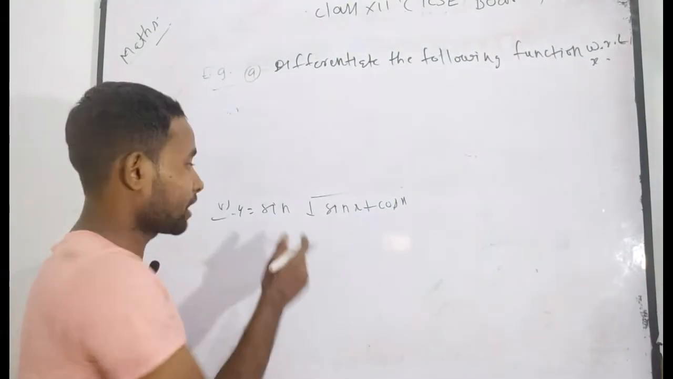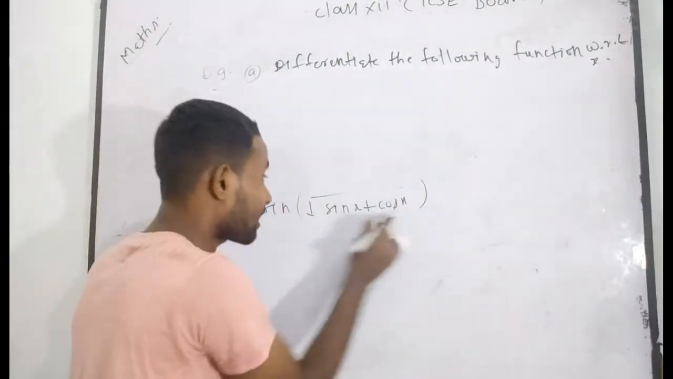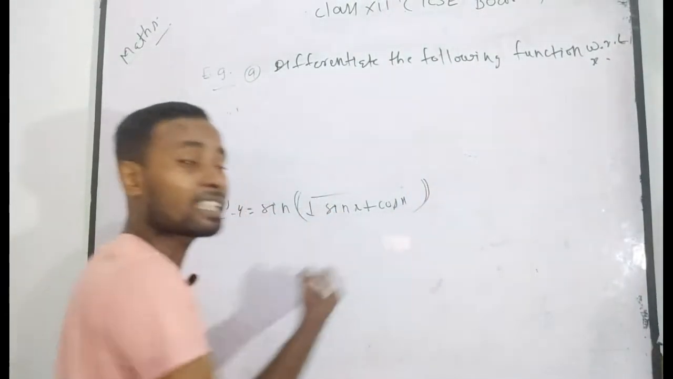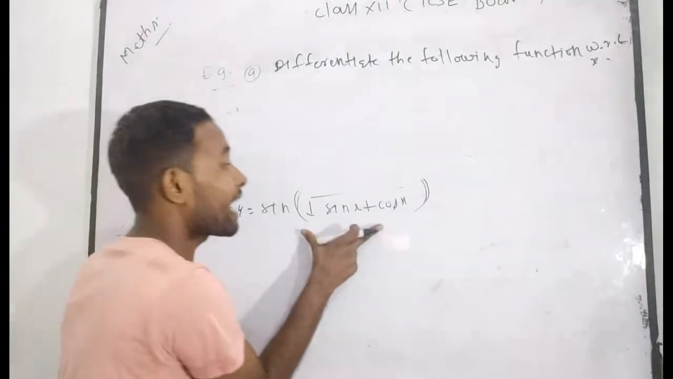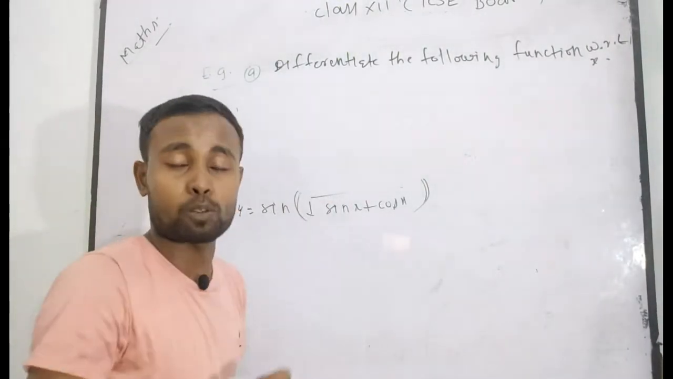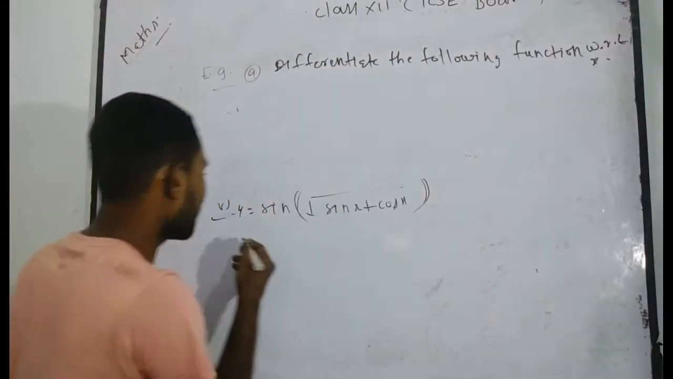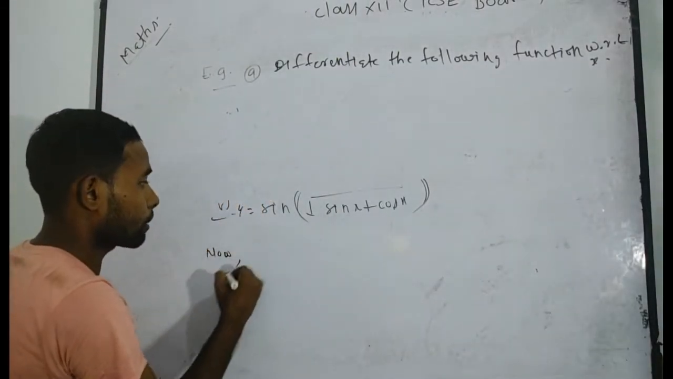If it were a product, there should also be some angle. It is theta. This whole term is theta. That means y is equal to sin theta, where theta is equal to root under sin x plus cos x. Have you understood? I think now you can solve this problem.